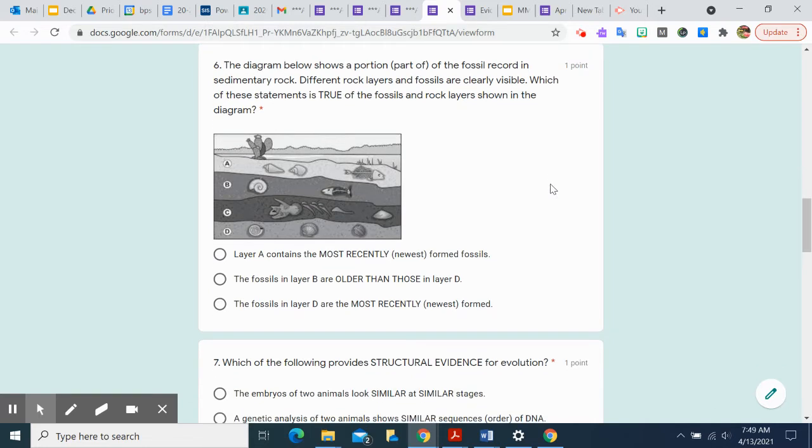Number 6, the diagram below shows a portion, or a part, of the fossil record in sedimentary rock. So you can see there's different layers here, A, B, C, and D. So you have to look at A, look across, B, look across, C, look across here, and D, look down here. Different rock layers in fossils are clearly visible. Which of these statements is true of the fossils and rock layers shown in the diagram?